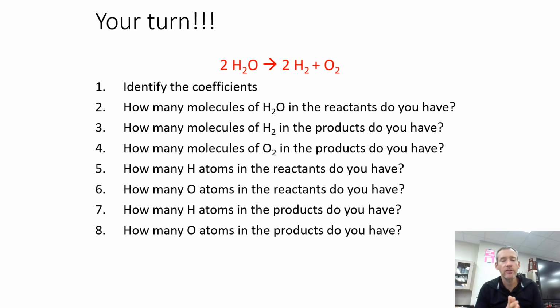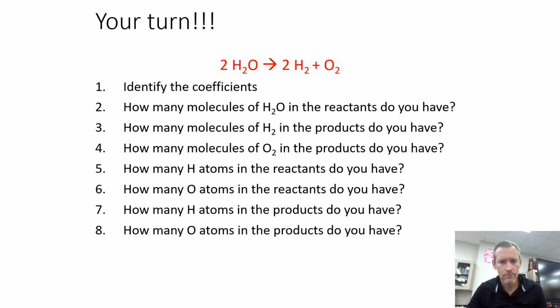All right, so these are your 2 problems for homework. You have to identify the coefficients. So what are the coefficients for this equation? Identify the number of molecules of H2O, the number of molecules of hydrogen, the number of molecules of O2, and then the atoms of H and oxygen on the reactant side, and the number of H and O on the product side. So that's the first problem. You can do this on a separate sheet of paper, and then you upload it to Teams.